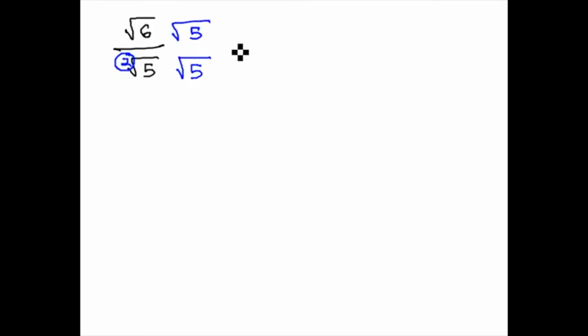Doing the same thing in the numerator and denominator. In the numerator, 6 times 5 gives us the square root of 30. In the denominator now, we have 2 5s under the radical, so those can come out as a single 5 outside of the radical. With nothing left inside the radical, we end up with root 30 over 5.